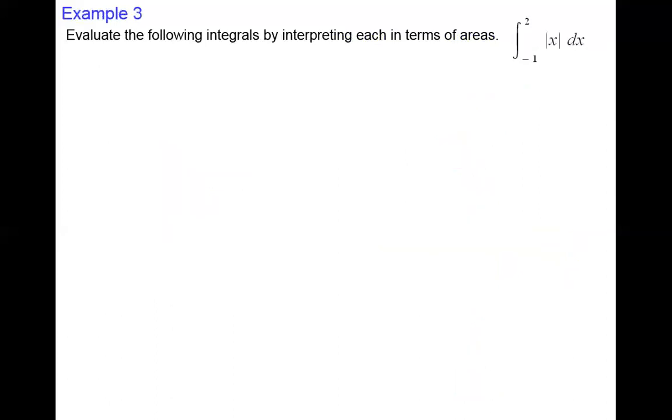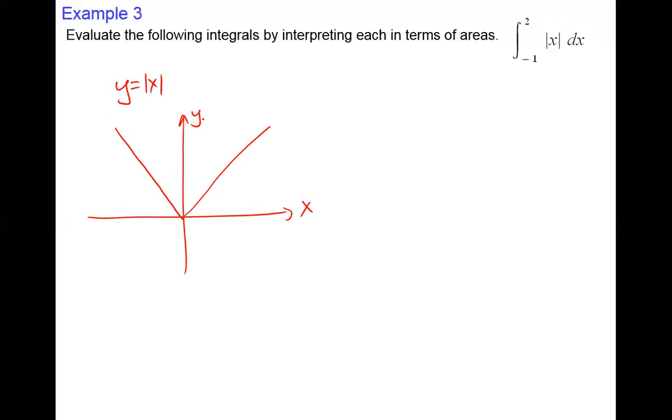Example number 3. The same thing, evaluate the following integral in terms of the area. Absolute value of x is not as complicated as the semicircle. We all know the graph is just a negative and positive part. And my limits of integration are from -1 to 2. This value is 1 and this value is 2.